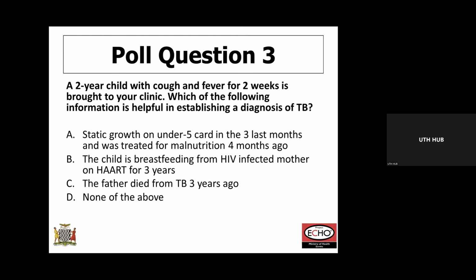A, static growth on under 5 CAD in the last 3 months and was treated for malnutrition 4 months ago. B, a child is breastfeeding from an HIV-infected mother on HART for 3 years. C, a father died from TB 3 years ago. And D, none of the above.